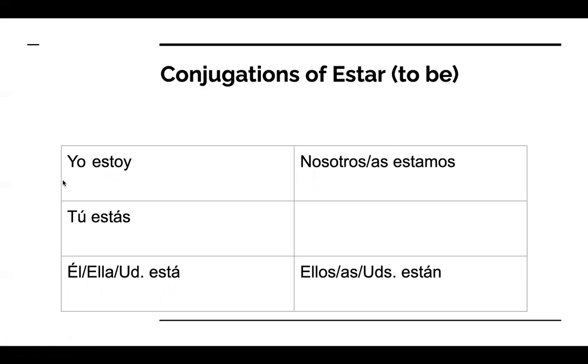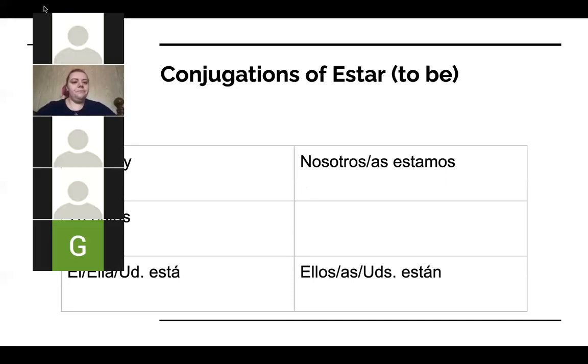So as you can see, our subjects are right here. We change the verb estar based on who the subject is. In Spanish, if you want to use the subject, you could say, yo estoy aquí. That would mean I'm here. Or if you just want to say estoy aquí, that also means I'm here. Because all of the forms are different based on who the subject is, using the subject in the sentence is optional. You can just say the verb, but either way is completely fine.